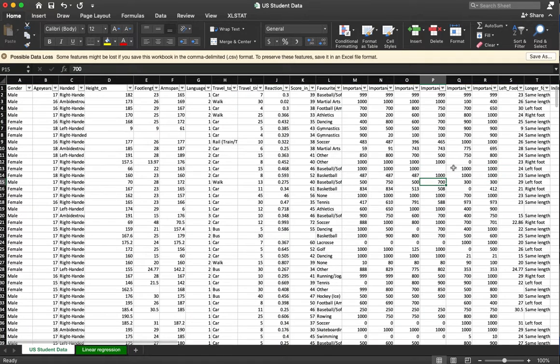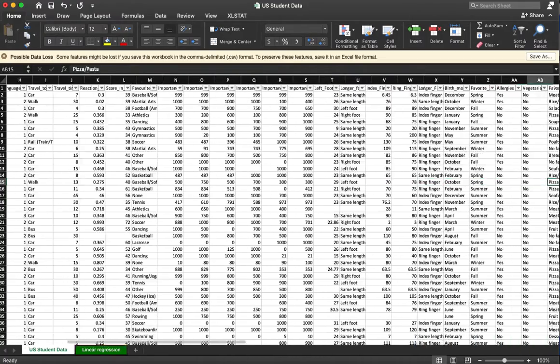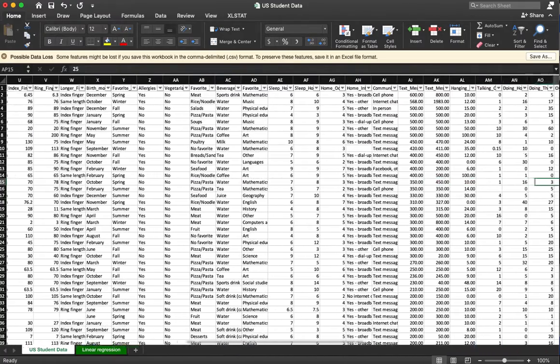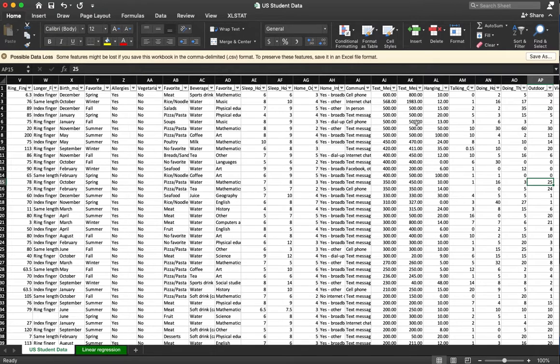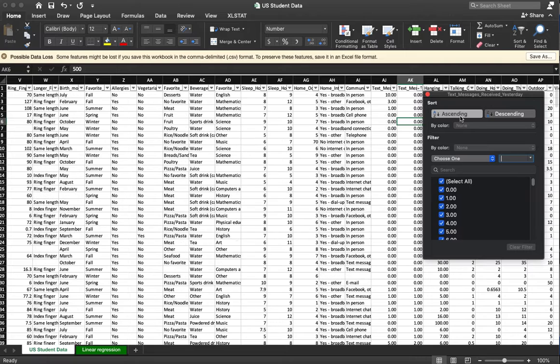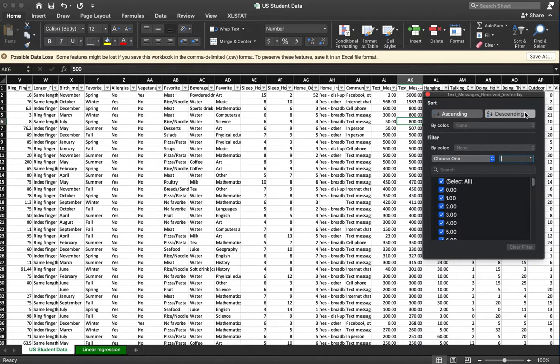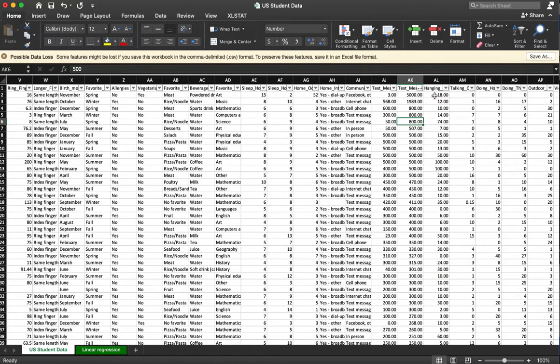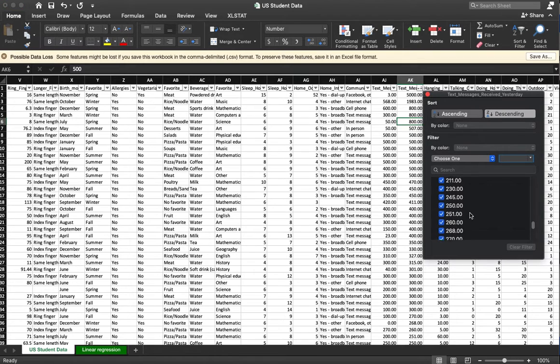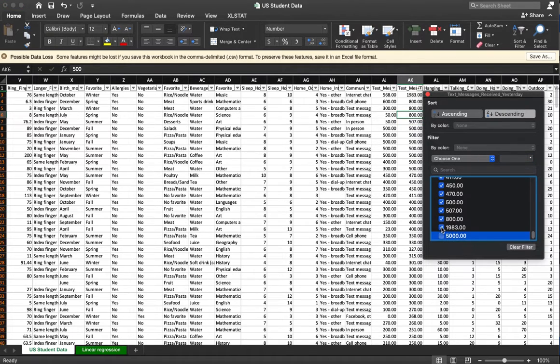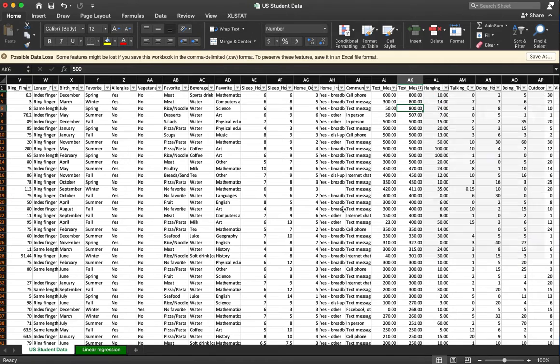Let's try a different question then, since the amount of time you spent hanging out with friends doesn't work. How about the number of messages that you received yesterday? Right, we've got these outliers here. I'm going to just filter them out. 5,000 messages. Seems unusual.